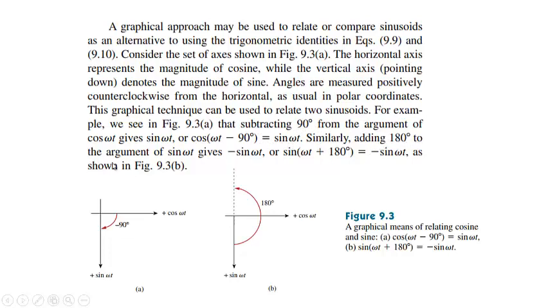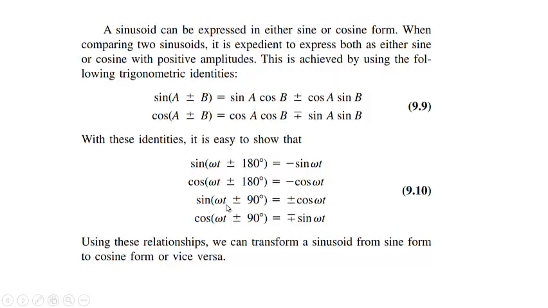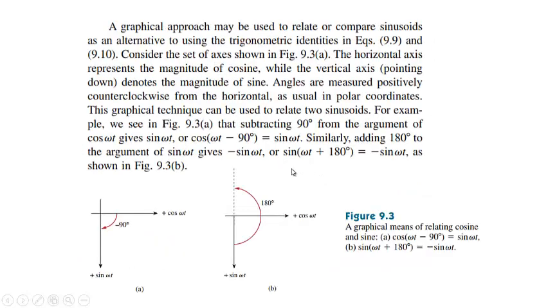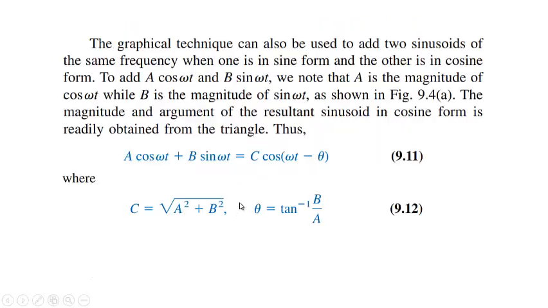Similarly, adding 180 to the argument of sine omega t gives minus sine omega t, because when I add 180 to this sine omega t, I have to add it counterclockwise. I will reach this axis, and this is the minus sine omega t. That is what is shown by this. Whether subtracting or adding, you will come to minus sine of omega t. Subtracting will be in this way, and you reach the same place. That is why it will be minus sine omega t.